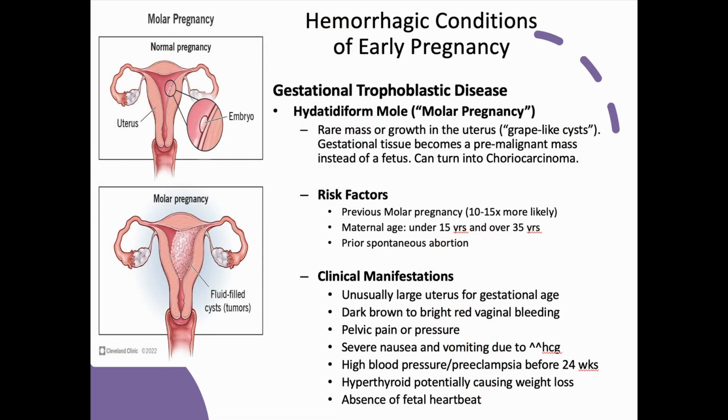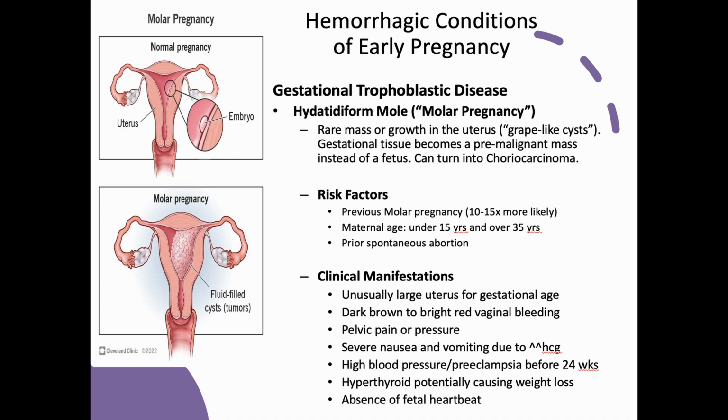So our risk factors for that are someone who's had a previous molar pregnancy. So if you had this happen once, you're 10 to 15 times more likely to have it happen again. Maternal age, right? So it's considered extremes of maternal age, so under 15 or over 35. And then if they've had a prior miscarriage before.